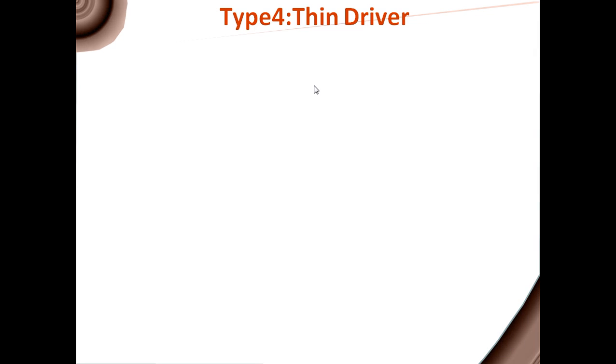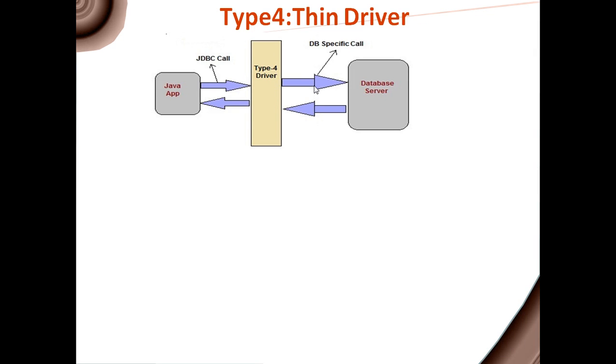Let's go to type 4 now, which is called the thin driver, or the pure Java driver. Here the Java application will again make a JDBC call to the type 4 driver. Then the type 4 driver will directly make a database specific call. There is no middleware layer or anything like that happening. It will directly talk to the database server.